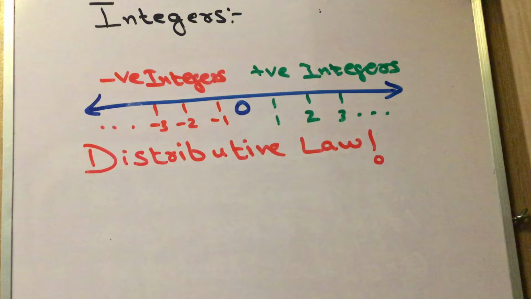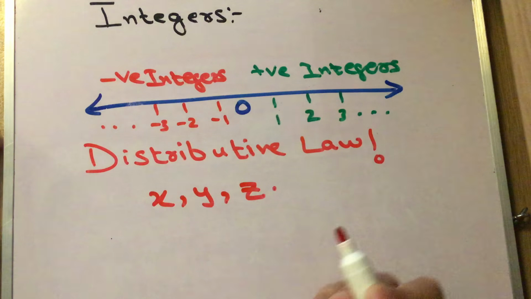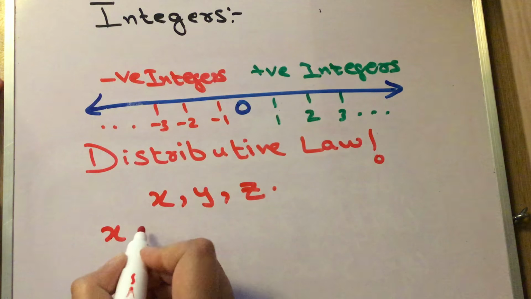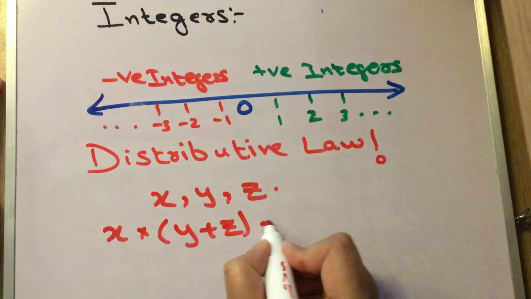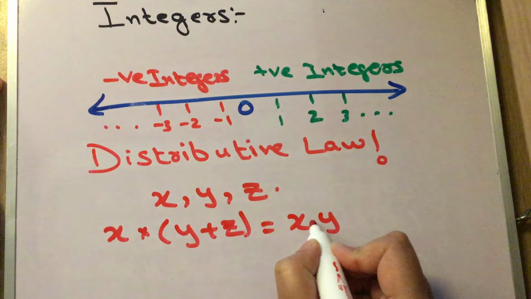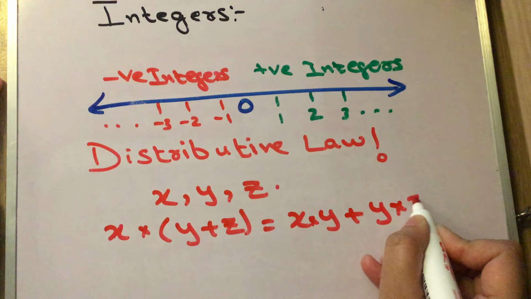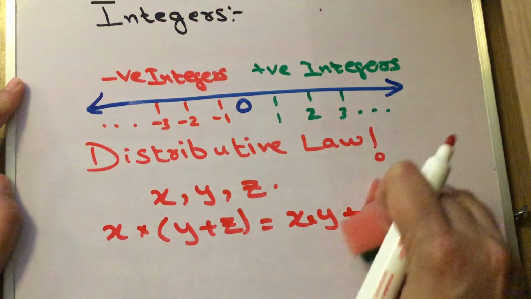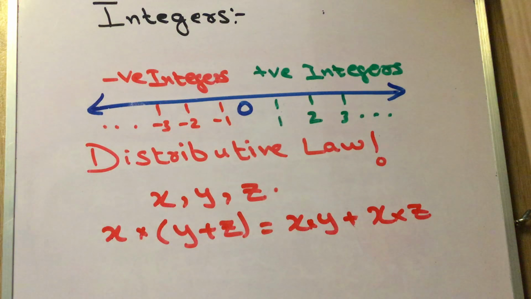Now finally the distributive law. It is stated that if x, y and z are three integers and we have to apply the multiplication and addition at a time, then x times (y plus z) will be equivalent to x times y plus x times z. So this is called the distributive law of multiplication over addition.